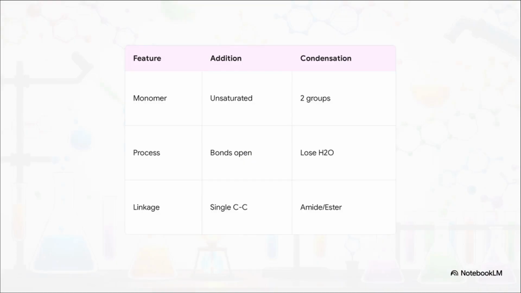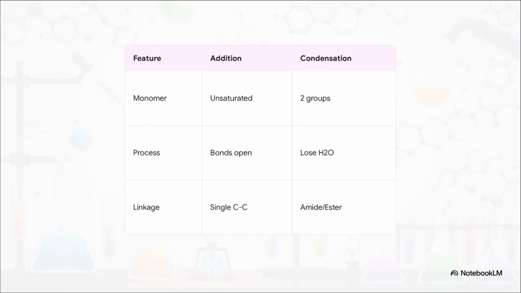And this brilliantly illustrates the two main ways we actually build these giant chains side by side. Addition versus condensation polymerization. Let's break it down. With addition polymerization, you need monomers with unsaturated carbon-carbon double bonds. The process is pretty straightforward. Those double bonds literally break open, the monomers join hands, and boom, you get a long backbone of single carbon-carbon bonds. Notice how absolutely no atoms are lost here.